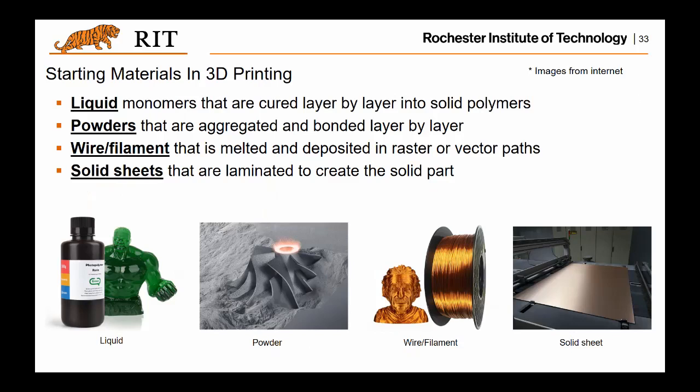And there are different materials for additive. There are liquid materials; basically, they are cured layer by layer into solid polymers. There are powders; basically, they are aggregated and bonded again layer by layer. And wires and filaments that are melted and deposited in raster or vector passes. Also, there are some additive manufacturing processes utilizing solid sheets. These sheets are laminated to create solid layers like the one shown here.